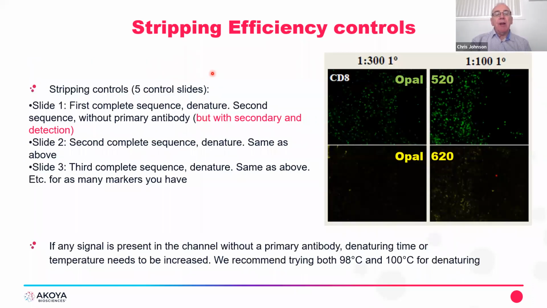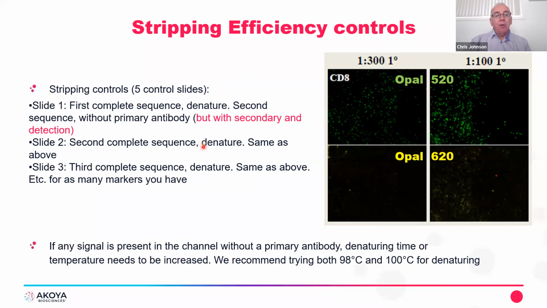Stripping efficiency, one of the important points is, of course, you want to make sure that when you do your stripping, the antibody is actually removed entirely from the sample, so the new antibody that you place on is not going to be contaminated with the previous one. So stripping controls are important to do as well.